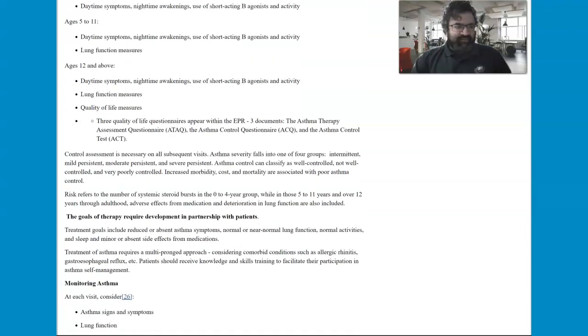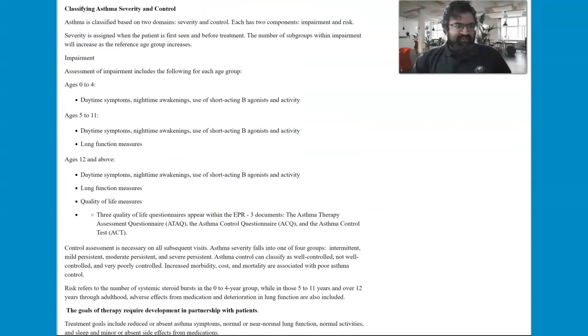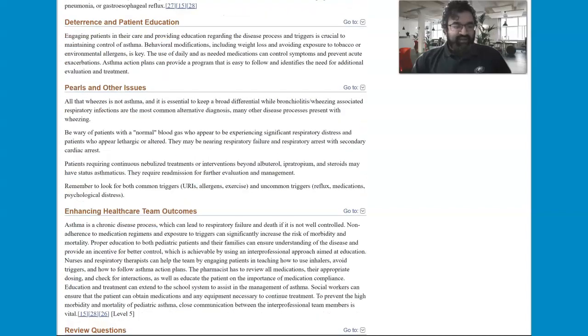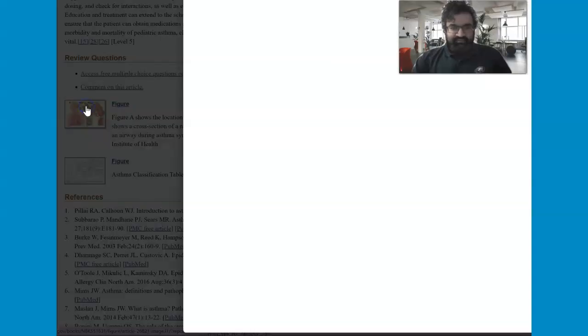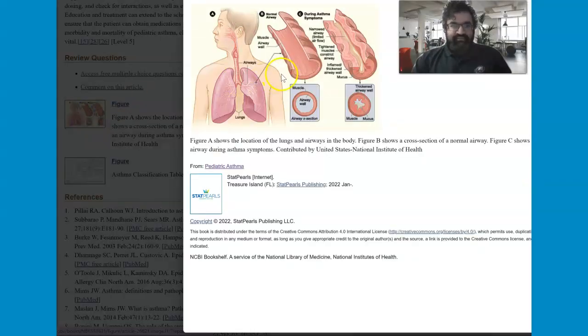These are the staging of asthma severity and control. Here are some pictures, and as you can see, the airway muscle is much more pronounced.